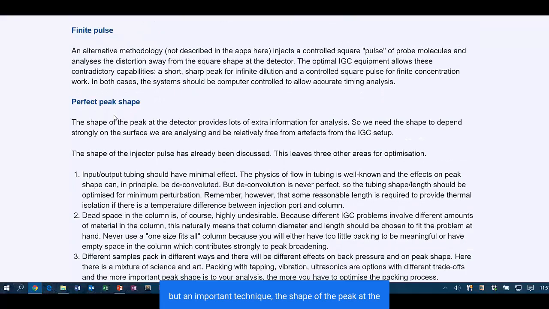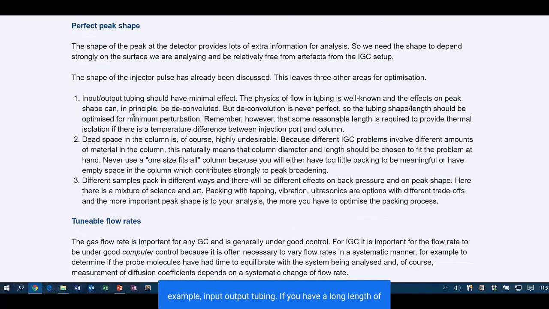The shape of the peak at the detector does give a lot of extra information. Even if you're just looking for retention time and peak width, if you actually know what your peak shape is, you can get extra information about how good your data are. Because you want the peak shape to reflect the science, you don't want it distorted by other things. And these other things are, for example, input-output tubing. If you have a long length of broad tube, that will make the peak broaden out. If you have dead space in the column, of course that would make the peak widen for unnecessary reasons.